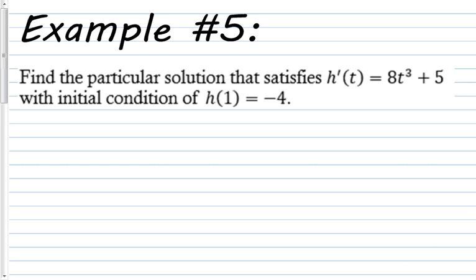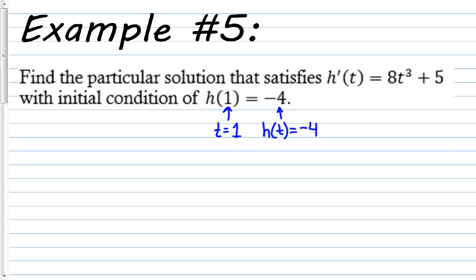Okay, example 5. Find the particular solution that satisfies h prime of t equals 8t cubed plus 5 with initial condition of h of 1 equals negative 4. Okay, so this time it's t, it's not x. So what they're saying is that when I plugged in t equals 1, h of t, my original function, equals negative 4. That's what this is saying.